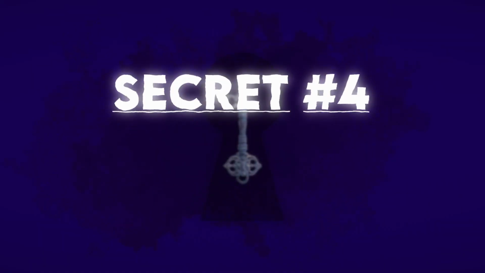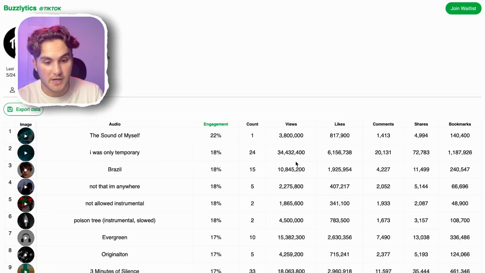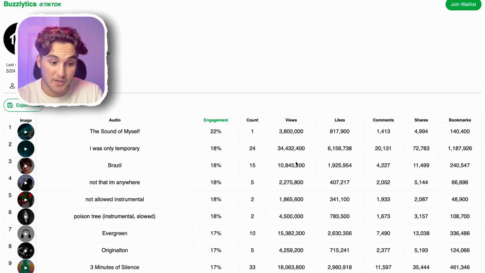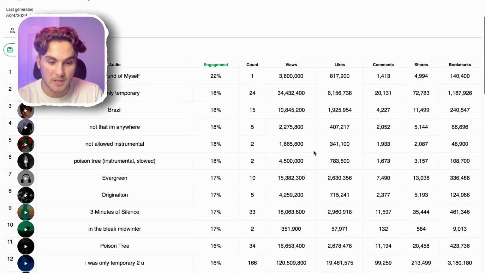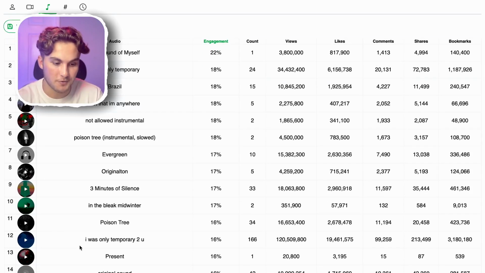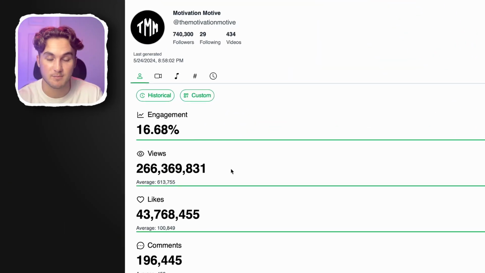Secret number 4 is to double down on what is working. So as you can see, if we come over to my laptop here and we take a look at the sounds on my page, this sound, I Was Only Temporary, has got me over 34 million views. And then another variation of that sound, I Was Only Temporary to You, has got me 120 million views, which has basically gotten me over half the amount of views on my page. It's got me more than over half the amount of views on my page. As you can see, 266 million views in total.